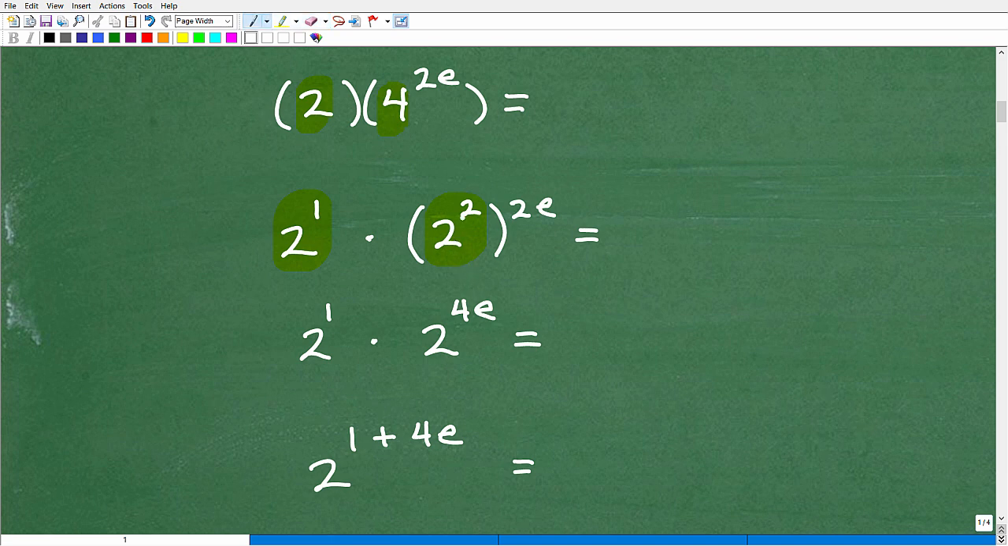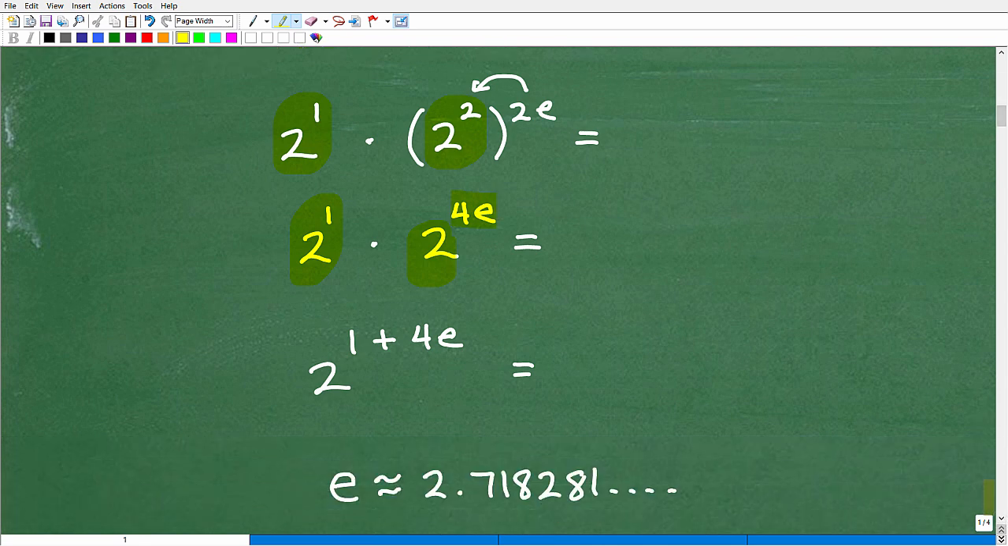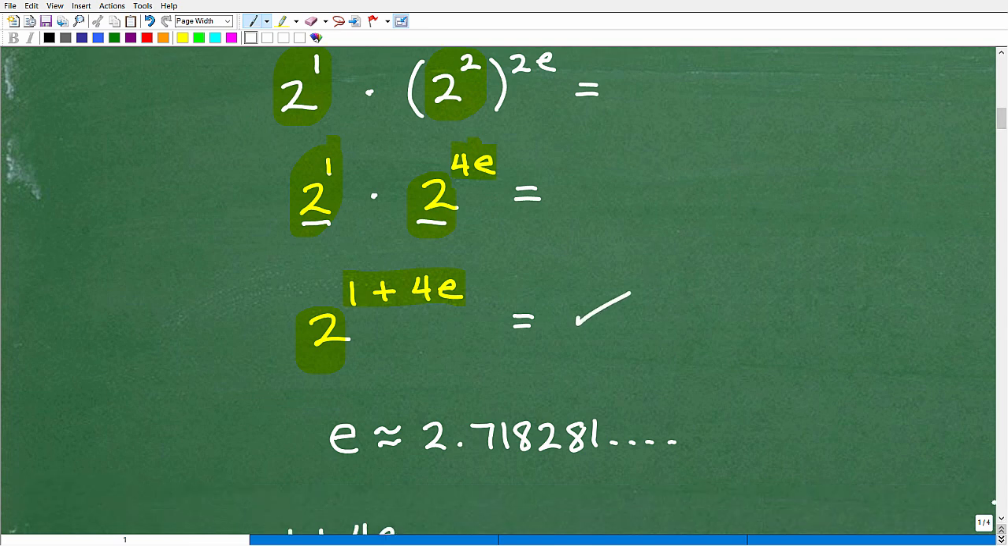Okay, so here, 2 squared to the 2e, I can distribute this 2e to that 2. And when I do that, I get 2 to the first. Okay, this is my 2, or 2 to the first, times 2 to the 4e. Okay, this is my exponent. So now the bases are the same, so I can simply add the exponents, 1 and 4e, or 1 plus 4e, and that is my exponent to the base of 2. So this would be the solution without a calculator. Again, if you got this right, definitely give yourself an A+.